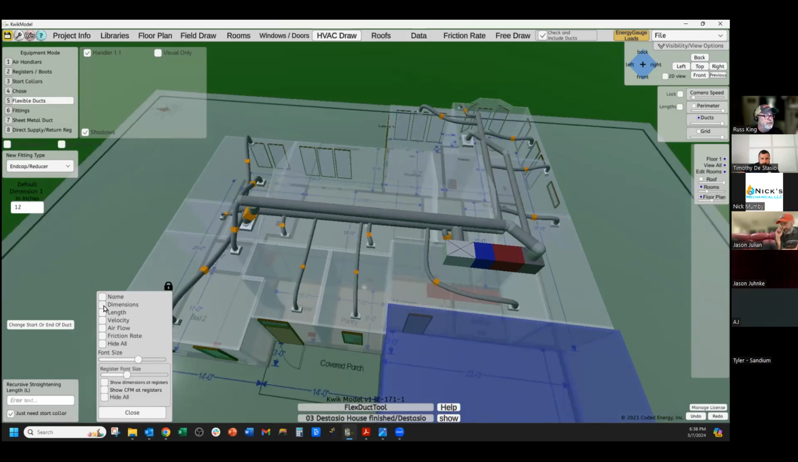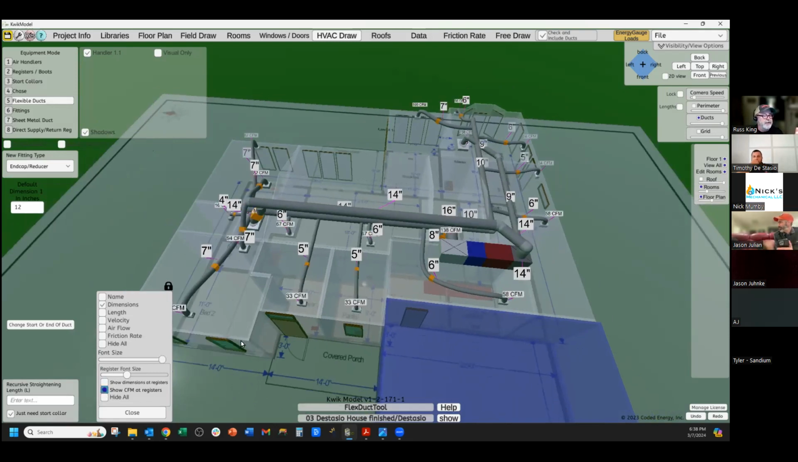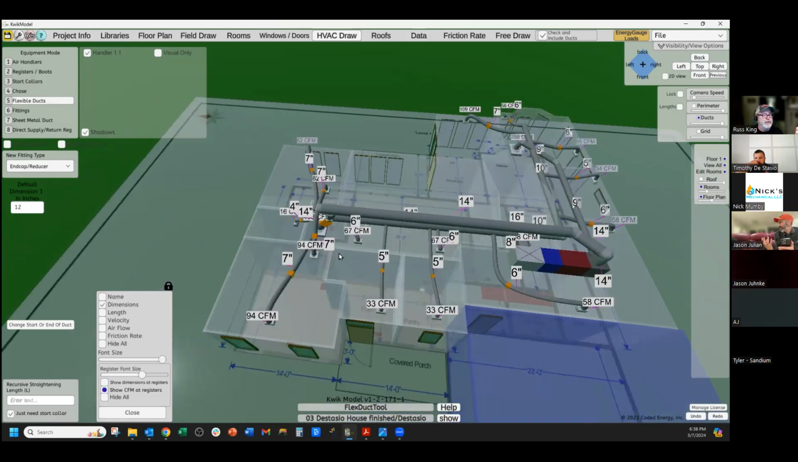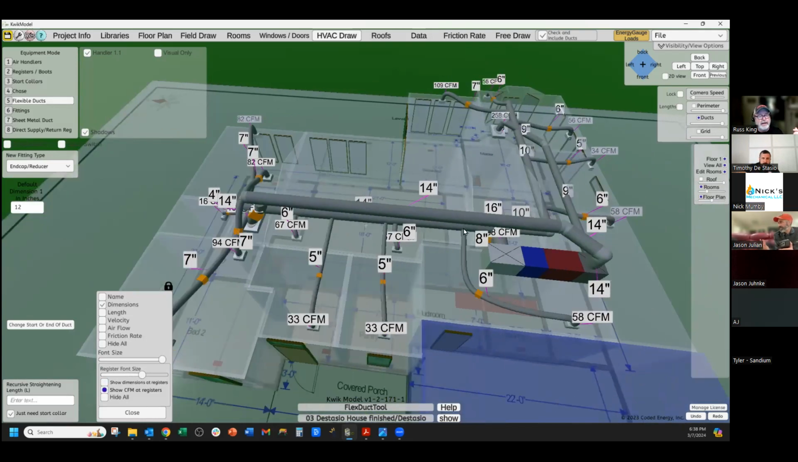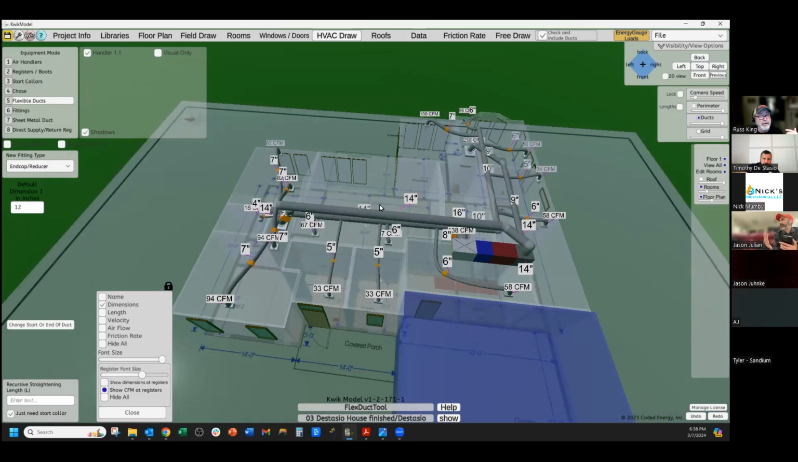But you can turn on your labels for your dimensions. You can change the size of the labels if you want them to stand out a little bit more. You can also turn on the CFMs at each register. And so you can use this to sort of go through and check your work. So you got a 5-inch going to 33 CFM, 5-inch to 33, 6-inch going to 58, and there you go.